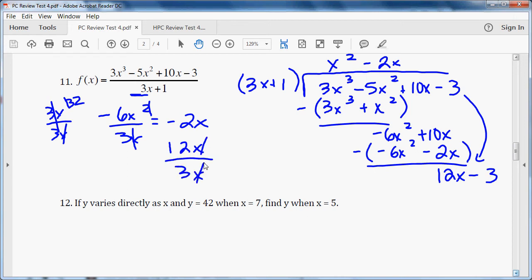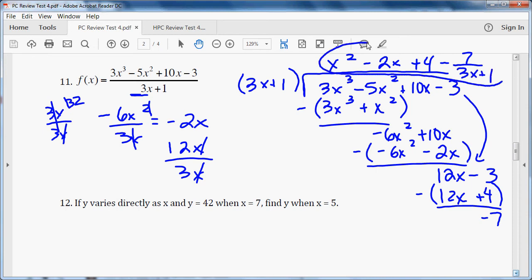12 over 3 is 4. So then I multiply 4 times 3x and 4 times 1. I subtract both of those. The 12x's cancel. Negative 3 minus 4 is negative 7. So negative 7 is my remainder because I can't divide it by 3x. There's no x in it. So my remainder is negative 7, and I put that over 3x plus 1. So my final answer is x squared minus 2x plus 4 minus 7 over 3x plus 1.